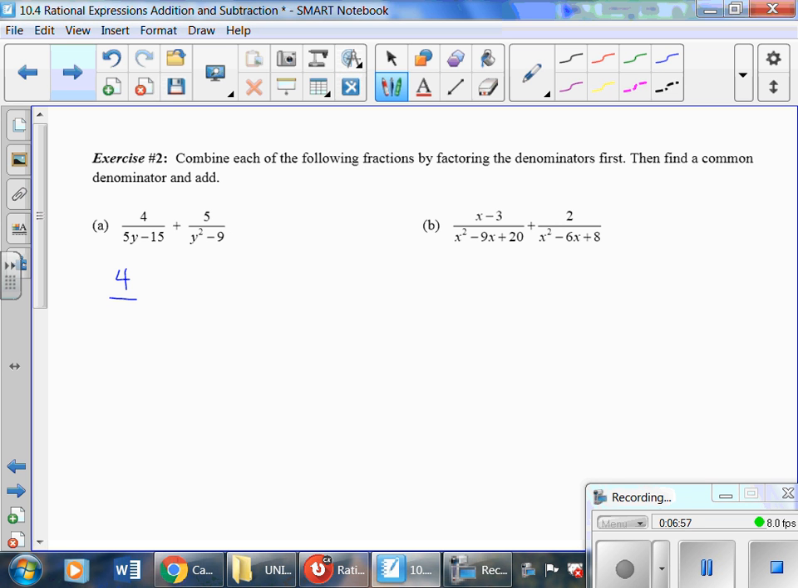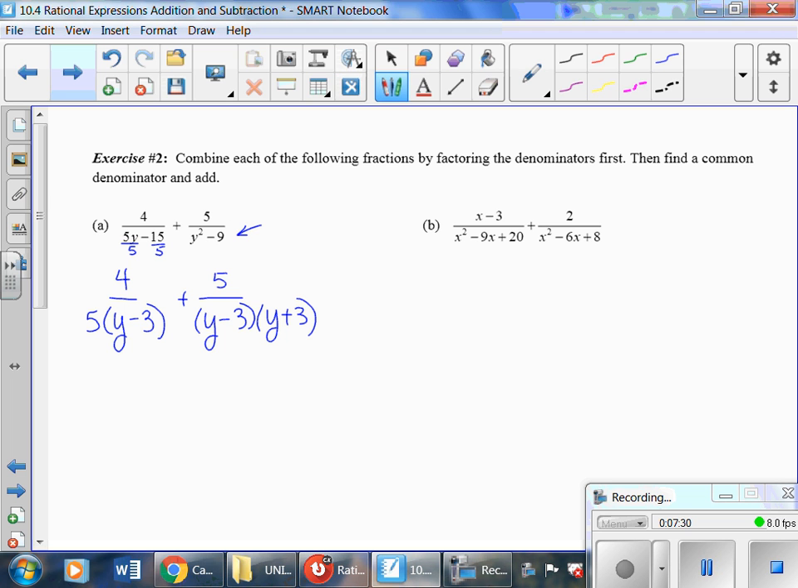So 4 over, and on the left-hand side, I can see that I don't have a squared term here, so I'm going to look for a GCF. So the greatest common factor here is going to be 5, and what am I left with? It's y minus 3, right? Because basically what we did is we took out a 5 out of each one of these. All right, now plus 5 over, and hopefully you've got red flags going on here because that 9, we have y minus 3 and y plus 3 because that's the difference of two perfect squares.